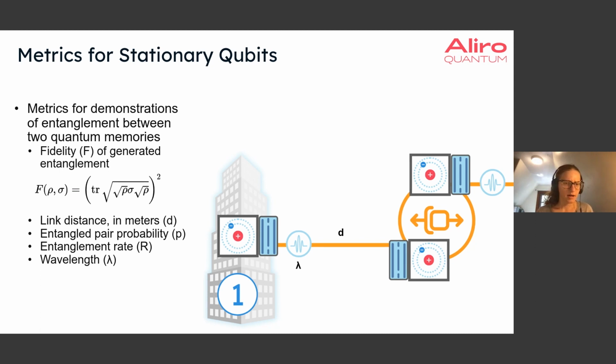And then there's also wavelength. So this is just referring to what is the wavelength of the photon that's emitted from the stationary qubit, which basically corresponds to the energy difference in the stationary qubit. So we'll also be talking more about some of the pros and cons of using different specific wavelengths, and also where transducers will come in there.